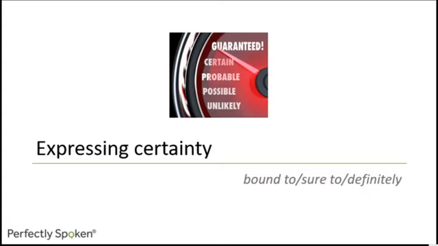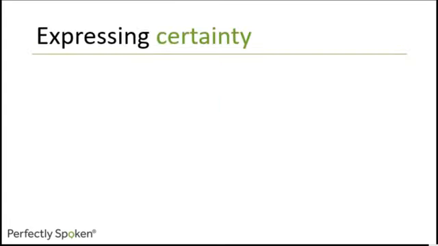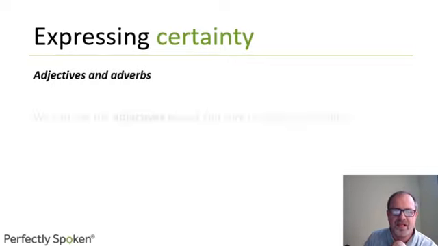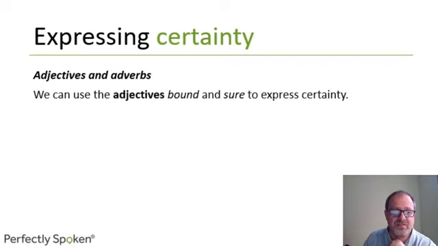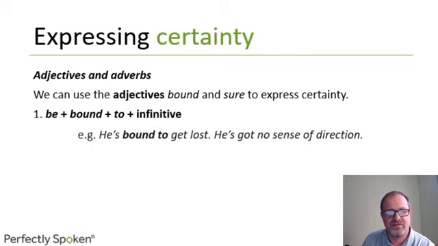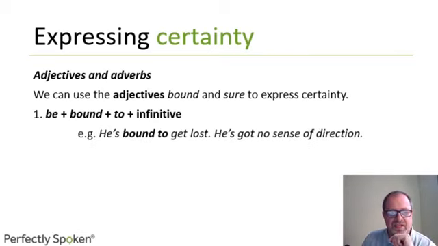So the adjectives bound to, sure to, and the adverb definitely. Okay, so here we go. Again, adjectives and adverbs. We use the adjectives bound, bound to, and sure, sure to express certainty. And here's the form. As you expect, verb to be plus bound plus to plus infinitive. He's bound to get lost.